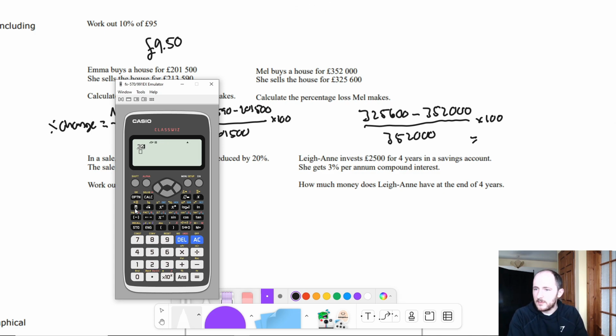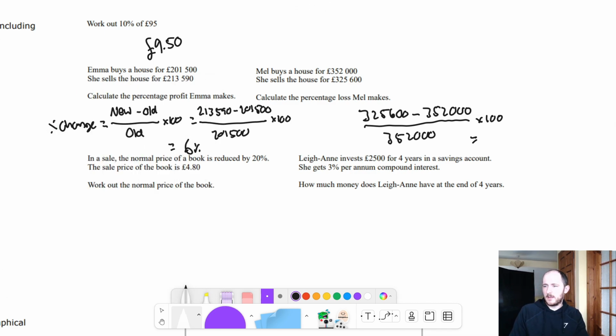So we have 325,600 minus 352 over 352,123. Cool. Negative number as we anticipated, and it says minus 7.5%. So that negative tells me it's a loss. So if they're asking me specifically for the percentage loss, I don't actually need to write the negative. So if you're doing this, you just need to remember percentage change, okay? Because positive gives you a profit, negative gives you a loss, okay? Because the change in the value is negative, so it's a loss.